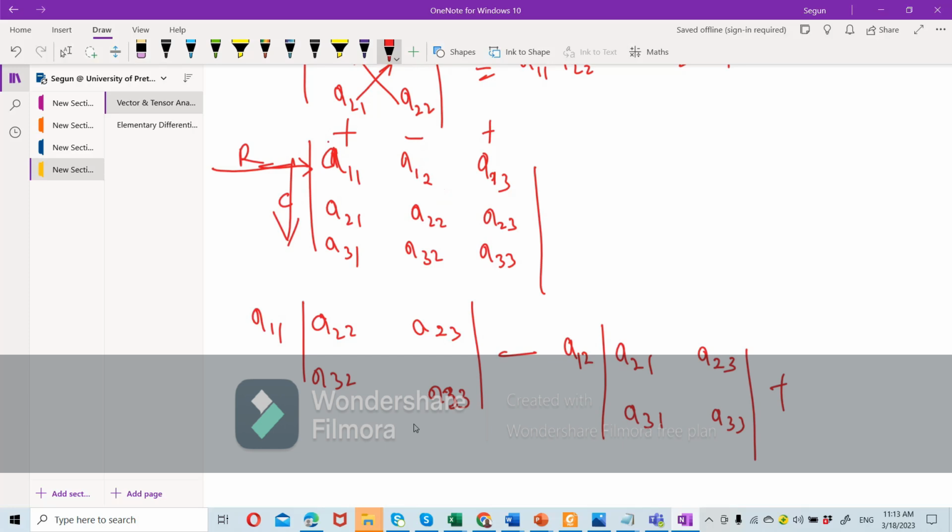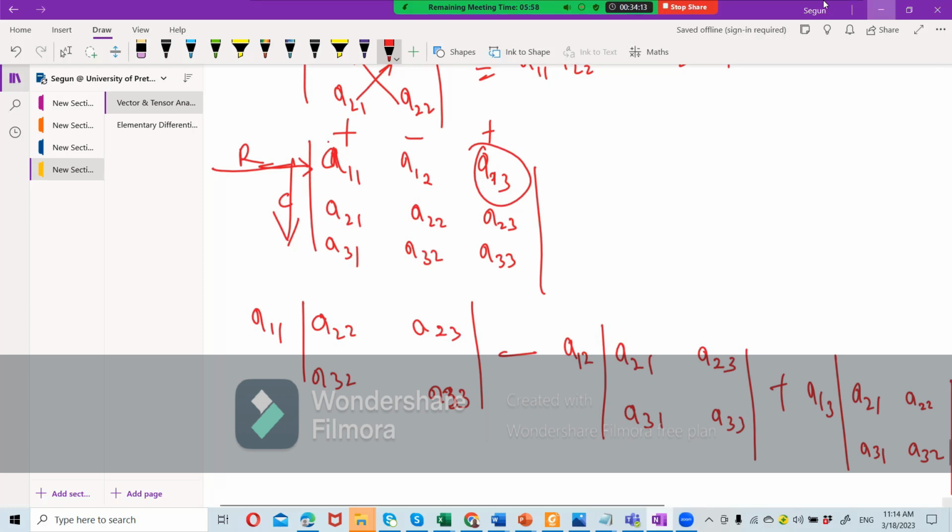So we have positive A13. The row and column A13 belongs to will be cancelled. The remaining ones will be the ones we are going to use. So the remaining ones in this case are A21, A31, A22, A32. That settles it.